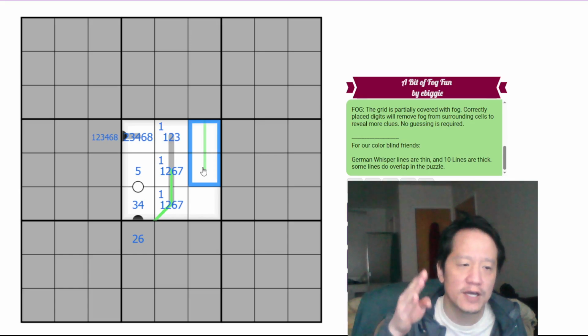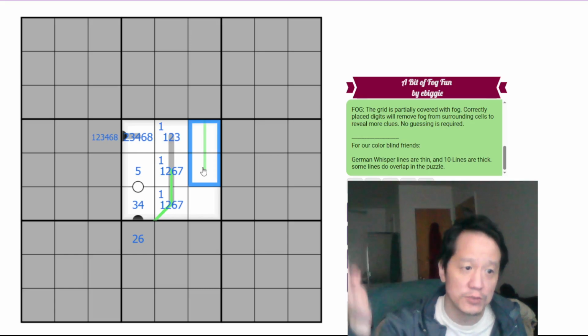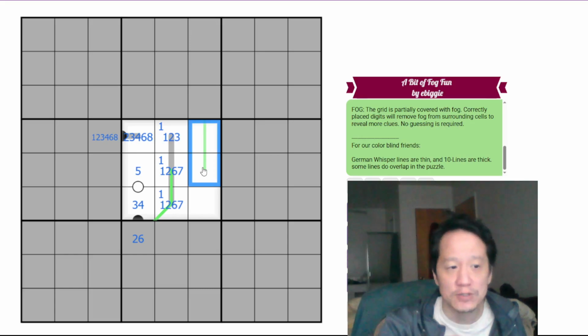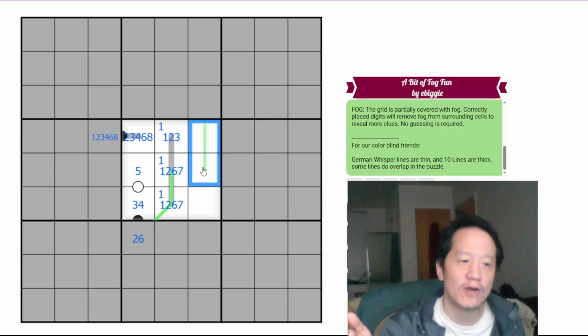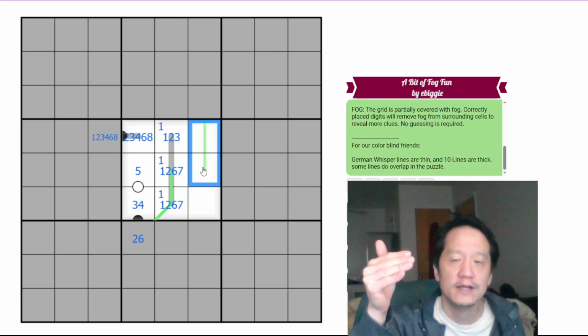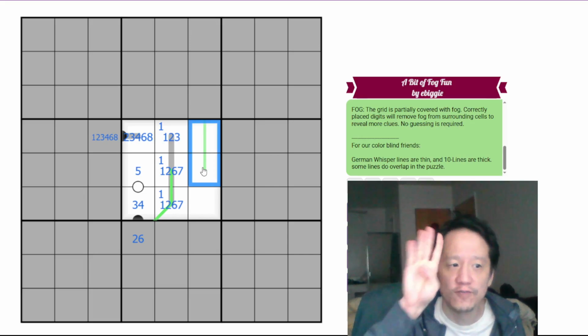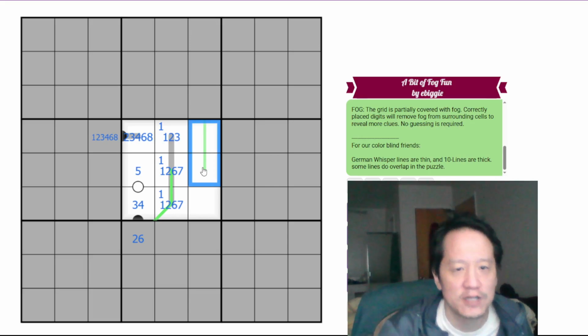So you'll always have next to a low digit, which is 1 through 4, a high digit, which is 6 through 9. But if you look at it the opposite way, what digits can be next to a 6 through 9? You'll find that you have to have the digits 4 and less, right? Because you take the highest digit, which is 9, subtract 5 or more from it, you get 4 or less. So you'll always alternate between low digits and high digits on a German whisper line.